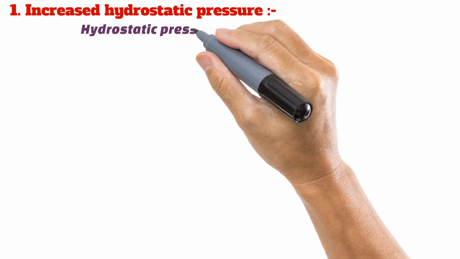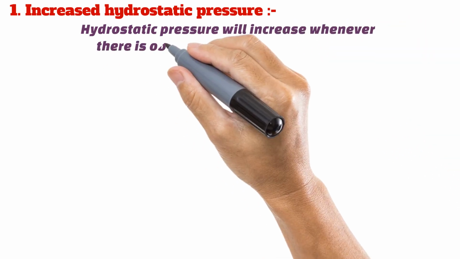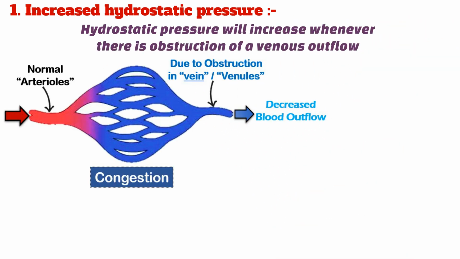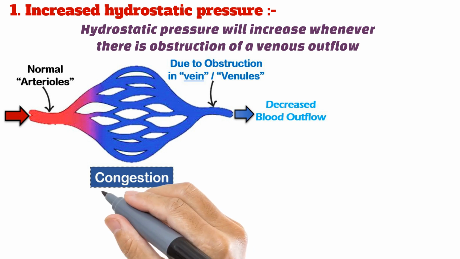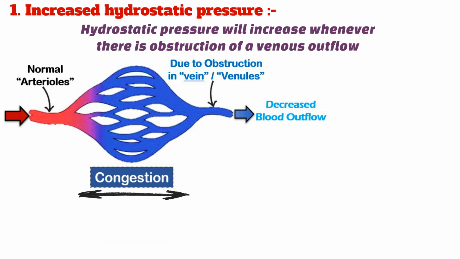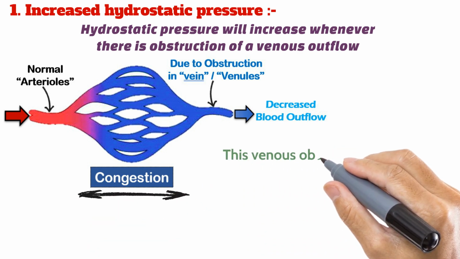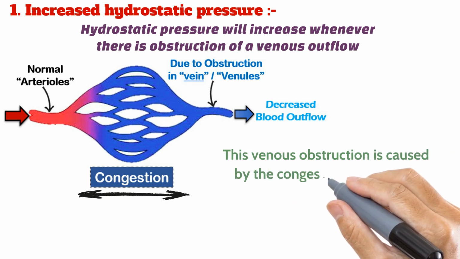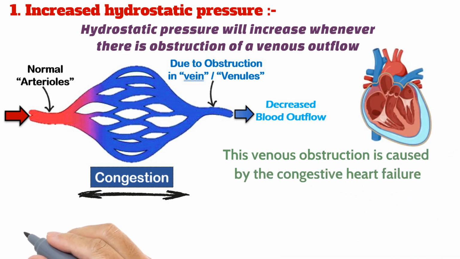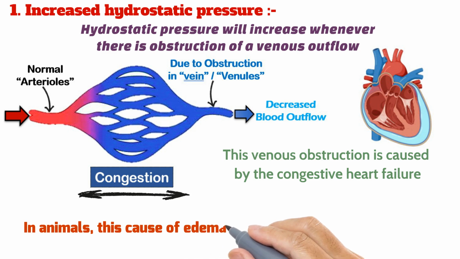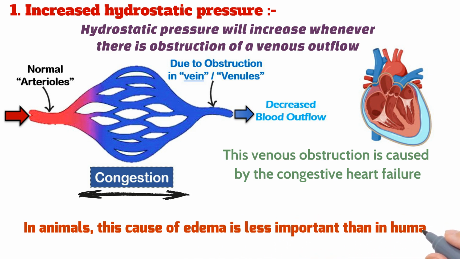Hydrostatic pressure will increase whenever there is an obstruction of venous outflow, which happens during passive hyperemia or congestion. This venous obstruction is caused by congestive heart failure. In animals, this cause of edema is less important than in humans.